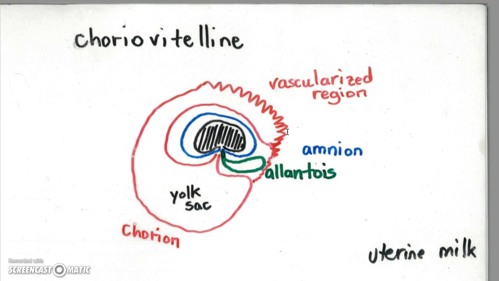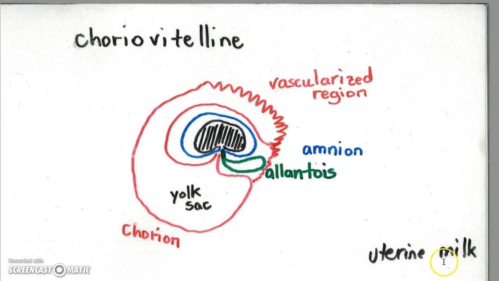The tissues of the uterus and the fetal placental membranes are not interknit that closely. So there's some gas exchange, a little bit of nutrient exchange, but not a whole lot. So it's not a really efficient placenta.